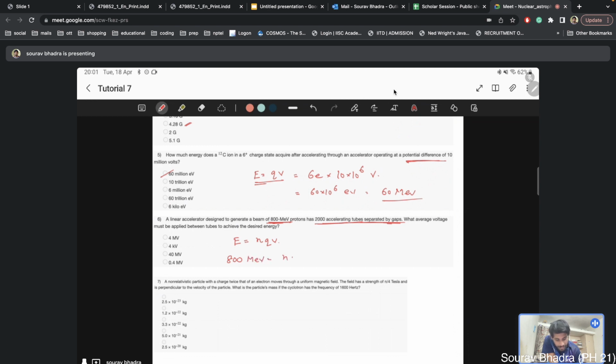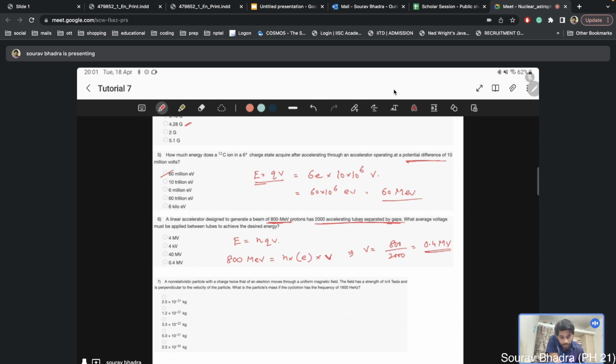So N is there. In this question I will not put the value of Q, I will just put Q as E in electron volt, an electron charge unit. Okay, and the V we also have to calculate, right? So V is there. Now if you do it, V is actually 800 and N is 2000. So N will come downwards if you calculate. So it will be 0.4 megavolt.